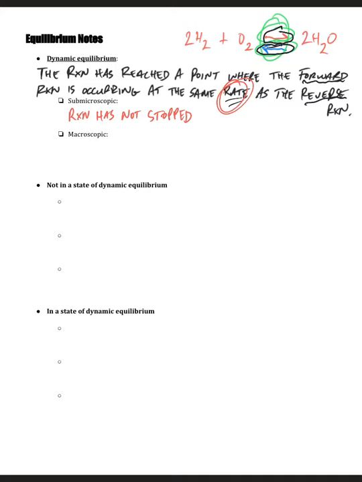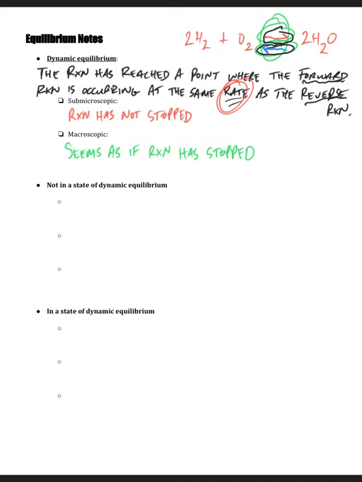And because it's occurring at the same rate, at the macroscopic level, what we see with our eyes, it seems as if nothing is happening. And that's because the amount of reactant and product is not going to change because it's occurring at the same rate. So even though at the submicroscopic level the reaction has not stopped, it's continuing to go, it's going to seem as if it has stopped.